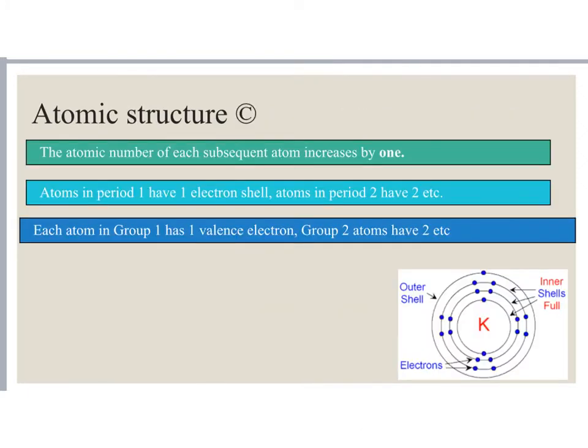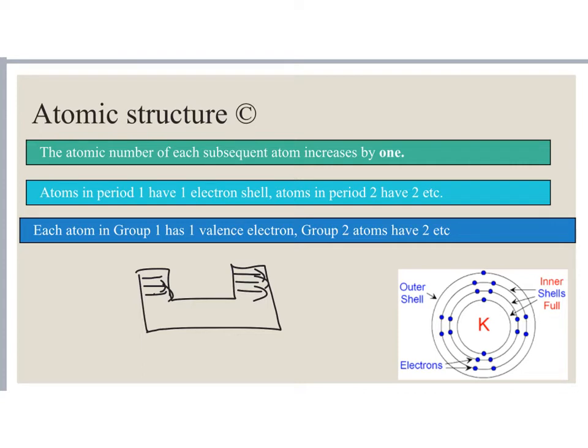So here's some facts we know. We know that the atomic number of each subsequent atom increases by 1. You've got your periodic table. As you move across the periodic table, your atomic number increases by 1, and that's mirrored by the increase of protons. Okay, so copy these points down.